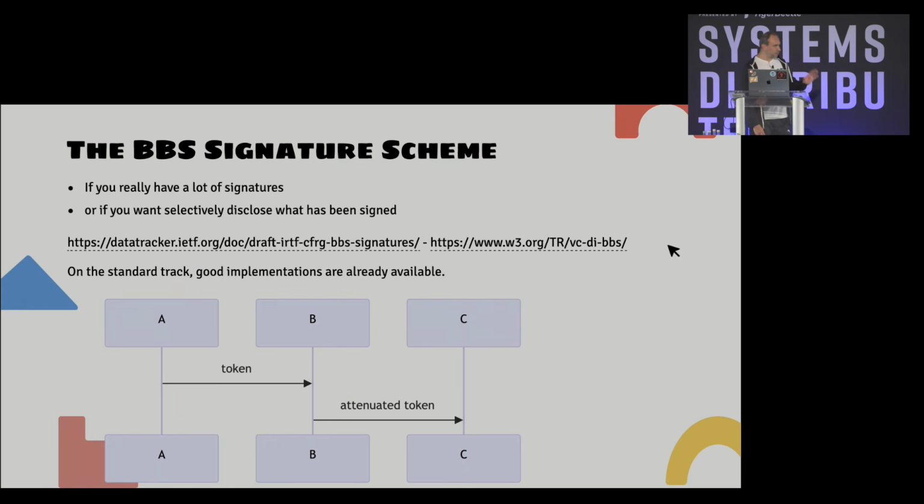So BBS is not the only algorithm supporting this. However, this is something that's being standardized right now. So there is a draft. There's going to be an RFC soon. And the W3C is also working on this in the context of a different effort, which is verifiable credentials. So this is something you can use right now because it's going to be standard and there are implementations already. So pretty cool stuff. However, it's not that fast, but it's cool.